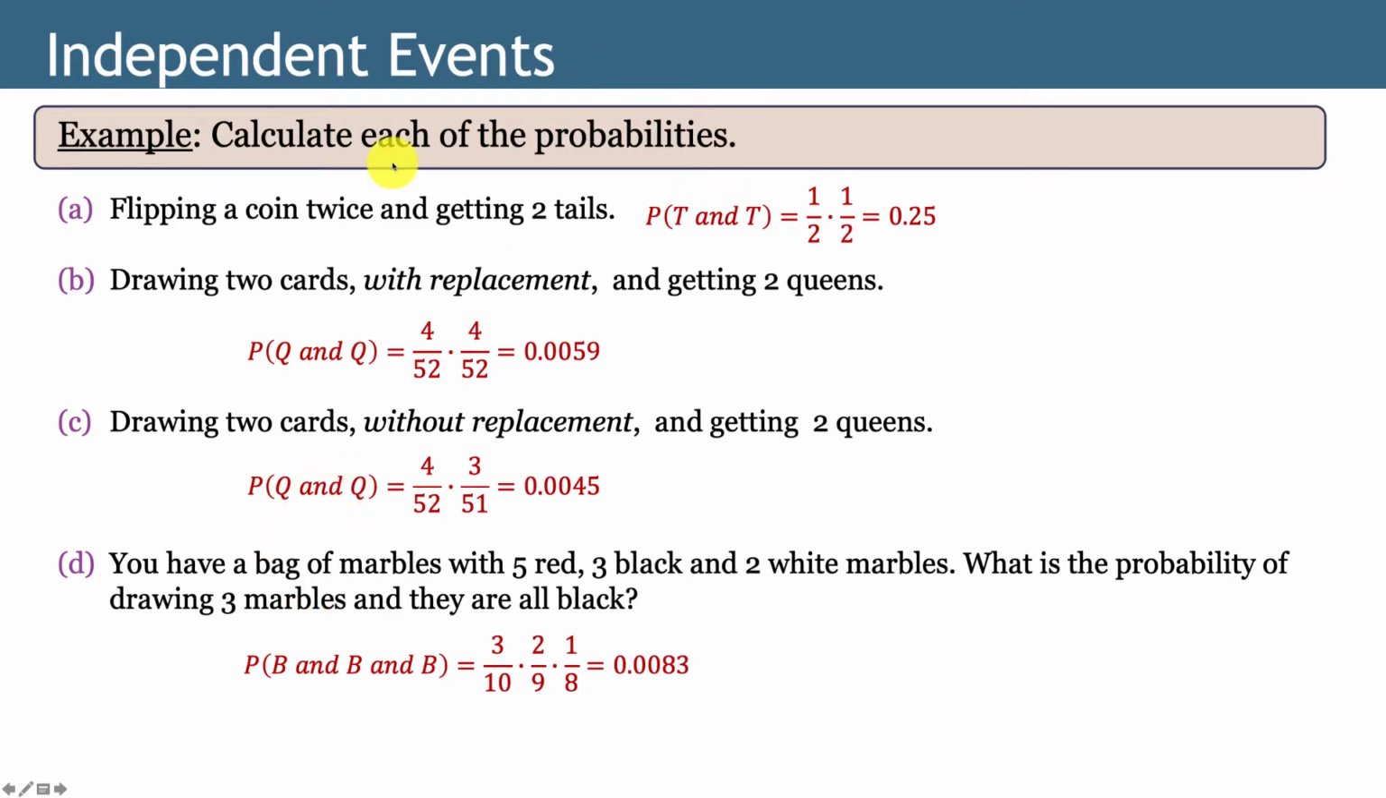And another dependent example, a classic problem, is the bag of marbles. So my bag is 5 red, 3 black, 2 white. What's the probability I draw 3 and all of them are black? So that's like saying a black and a black and a black. Well, for the first black, there's 3 blacks out of 10, but now there's 1 less marble, also 1 less black in the bag, so 2 out of 9. And again, now there's 1 less marble again, and 1 less black, so 1 out of 8. Multiply that out, 0.0083. So pretty small chance of this happening.